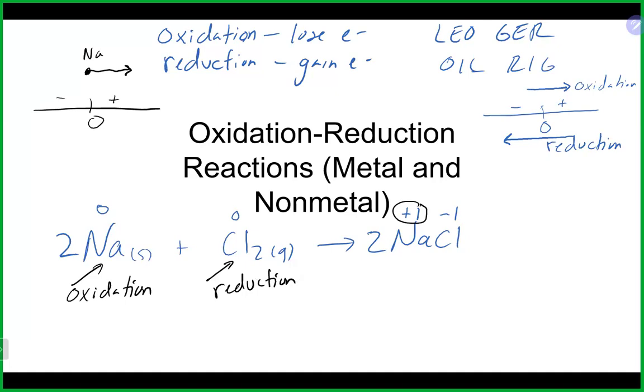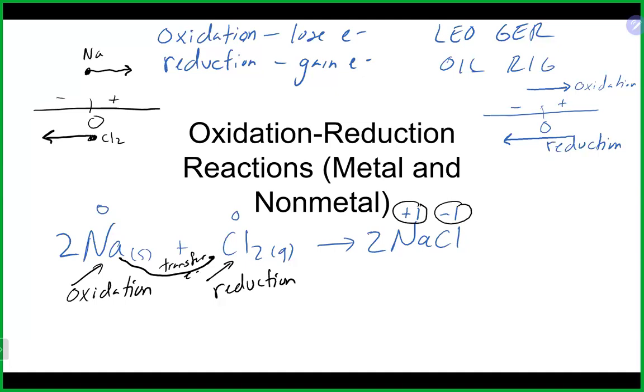If we look at the chlorine on the left-hand side, it is 0. And on the right-hand side, my chlorine is -1, which means it's moving in the negative direction, which tells us it is being reduced. So this is actually a redox reaction that is occurring. We are getting a transfer of those electrons over to the chlorine here to make our sodium chloride. And that is really the basis of a redox reaction.